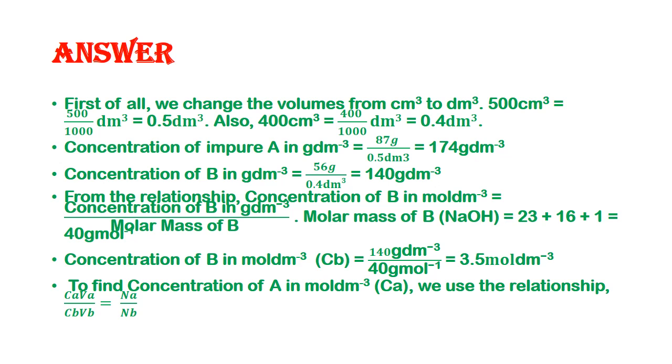Do you understand? Now from the relationship, concentration of B in mole per dm cube is equal to concentration of B in gram per dm cube all over molar mass of B. We know that molar mass of B is 40 gram per mole, from the previous solution. So concentration of B in mole per dm cube will be equal to 140 divided by the molar mass of B, which is 40. It gives us 3.5 mole per dm cube.